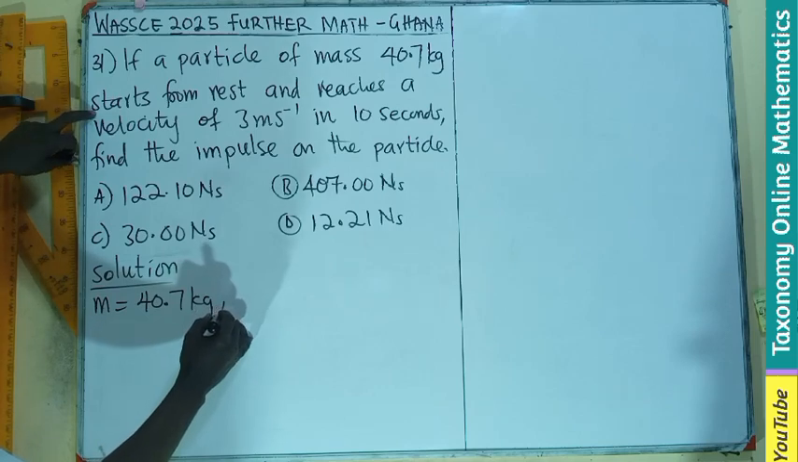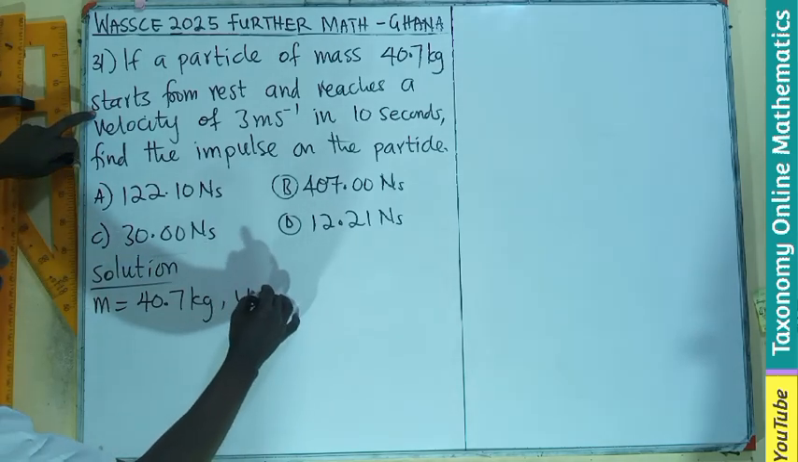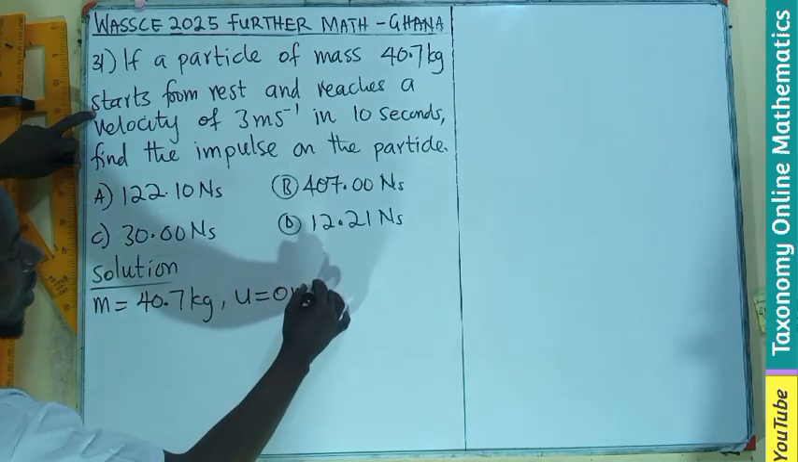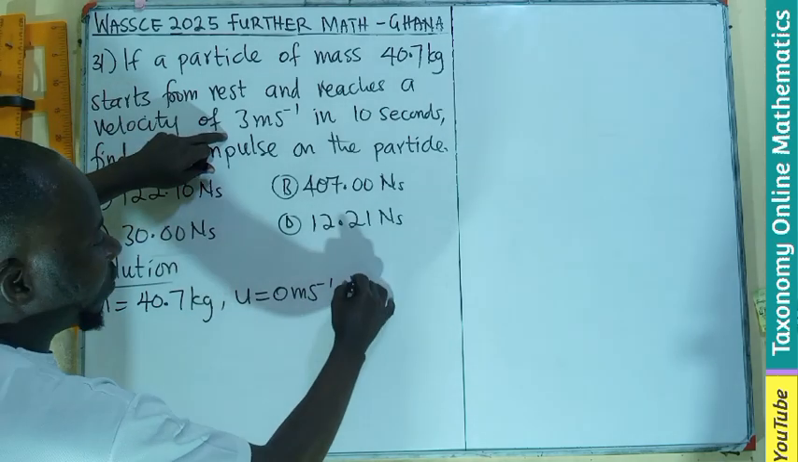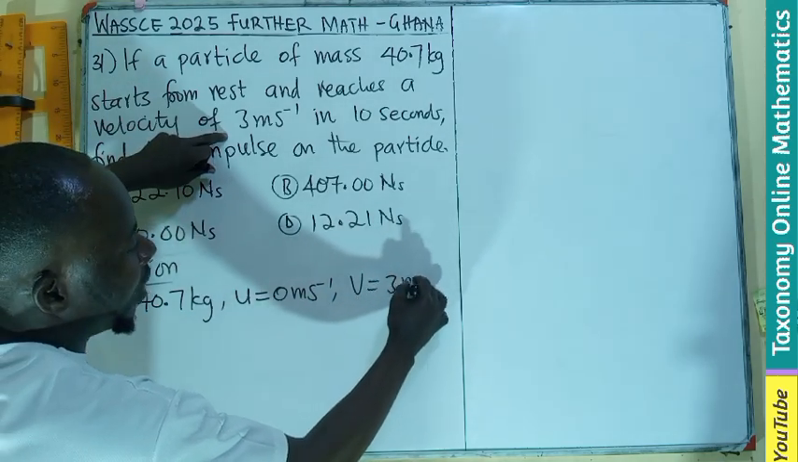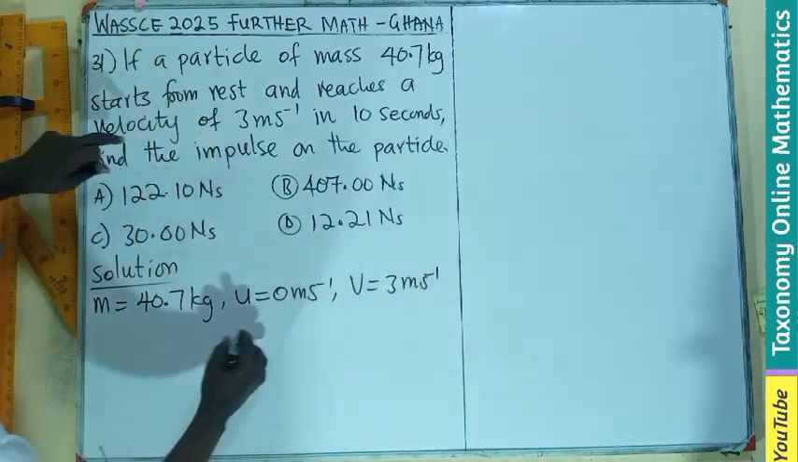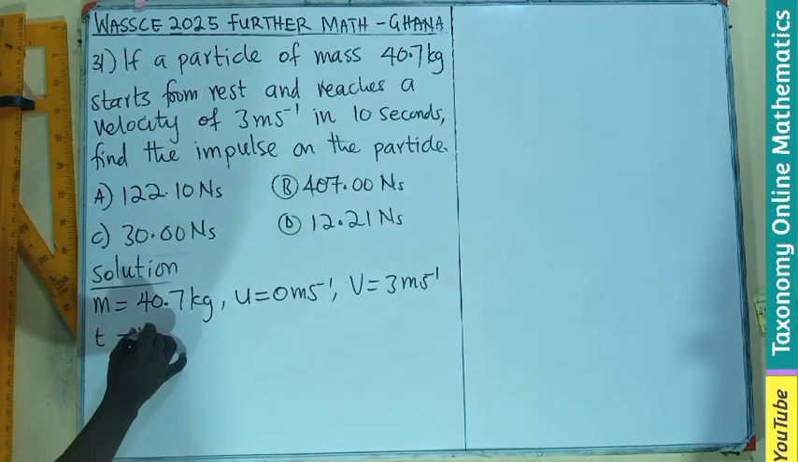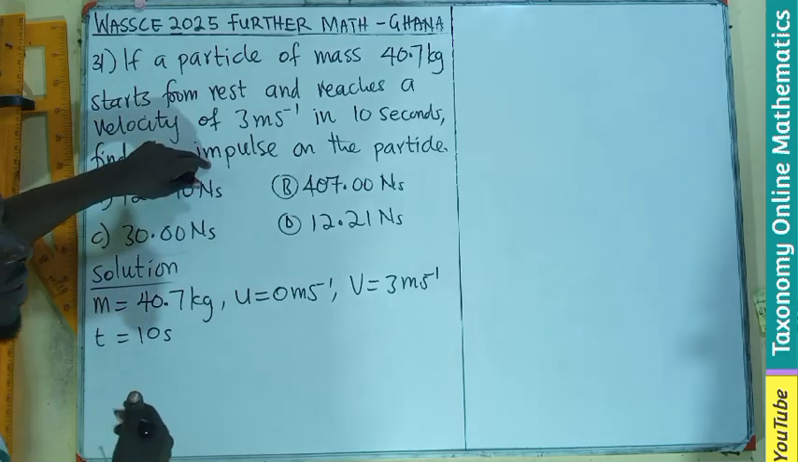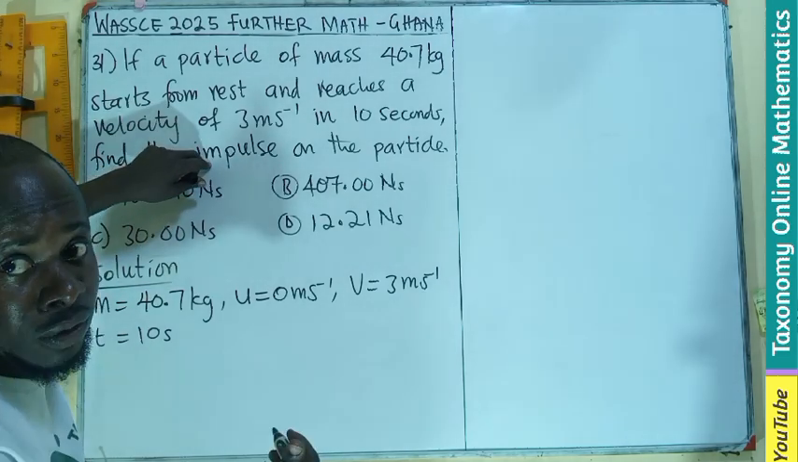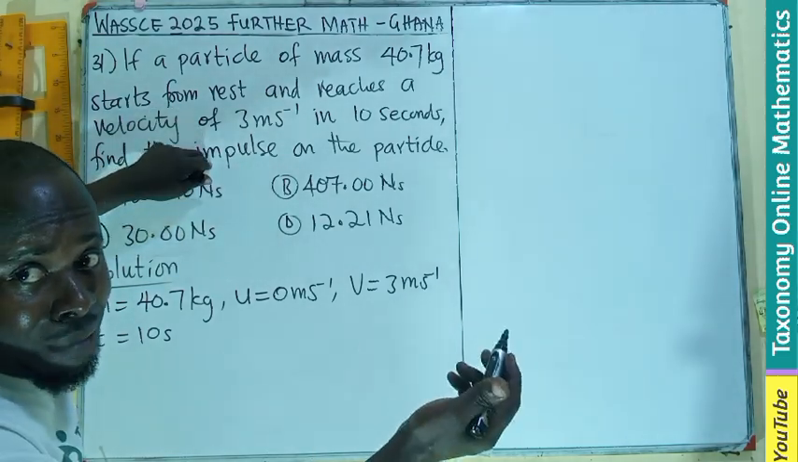A body starts from rest, so initial velocity will be 0 meters per second, and reaches a final velocity of 3 meters per second in a time of 10 seconds. We are looking for impulse, which is defined in terms of force, time, and mass and velocity.